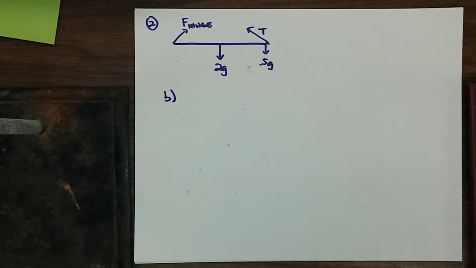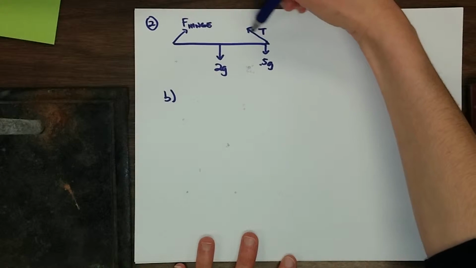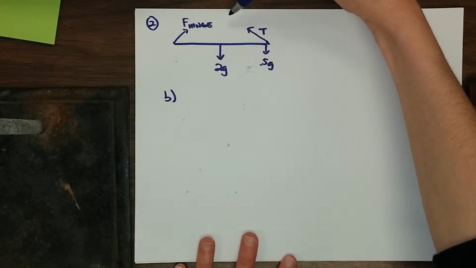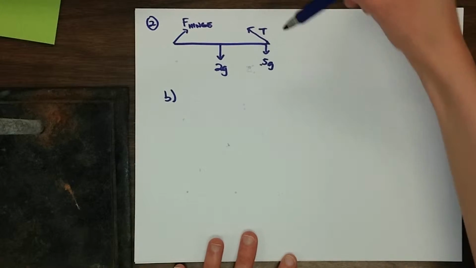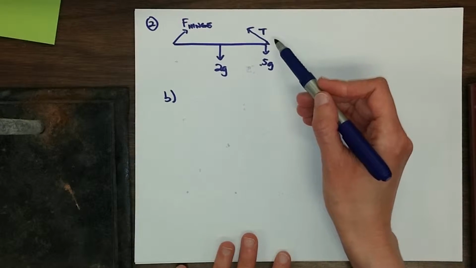Number 2, part B, it asks to calculate the force reading in the spring scale. And the spring scale is attached to the little string here. So basically the reading on the spring scale should just be the tension and the strength. So we have to find this tension.